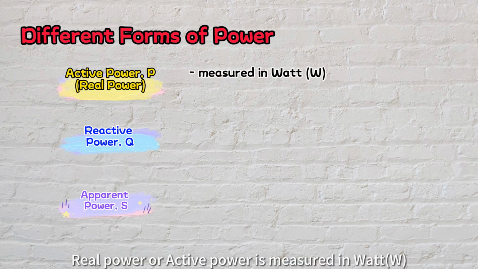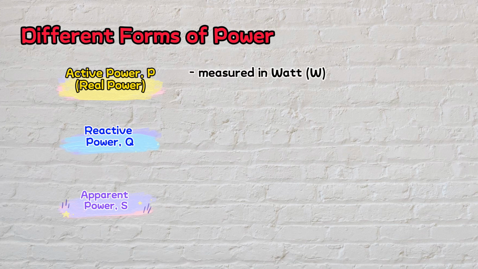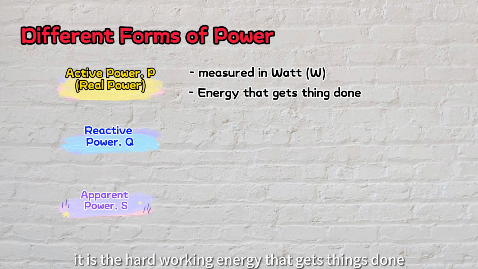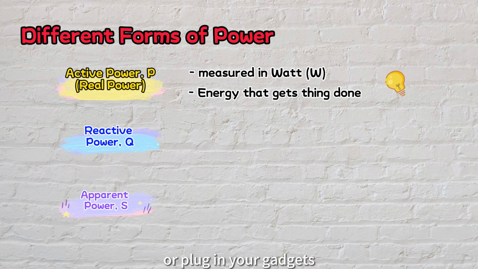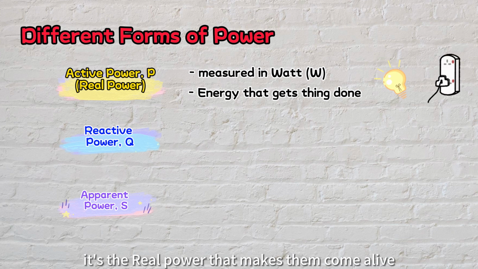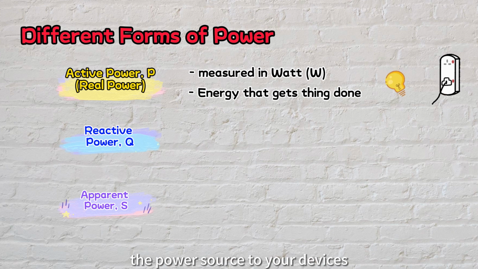Real power, or active power, is measured in watts. It is the hard-working energy that gets things done. When you switch on a light to brighten your room or plug in your gadgets, it's the real power that makes them come alive, transferring energy from the power source to your devices.